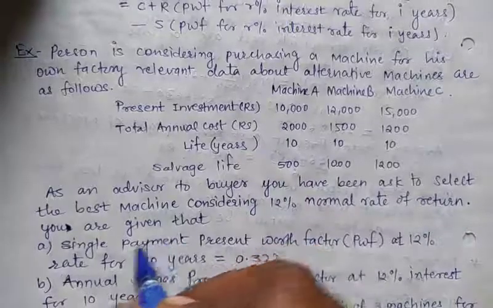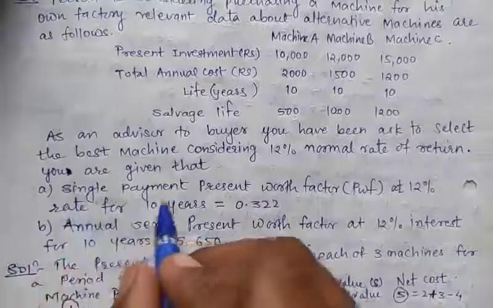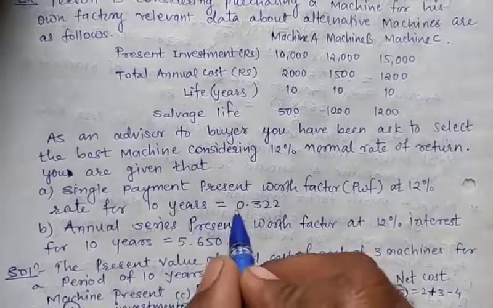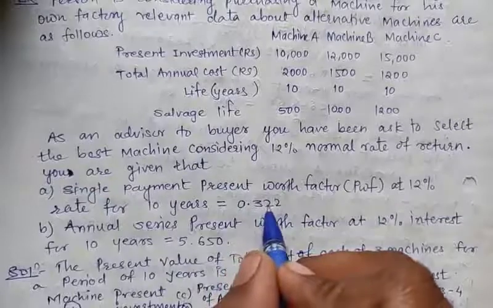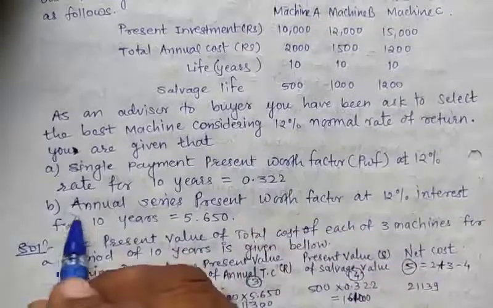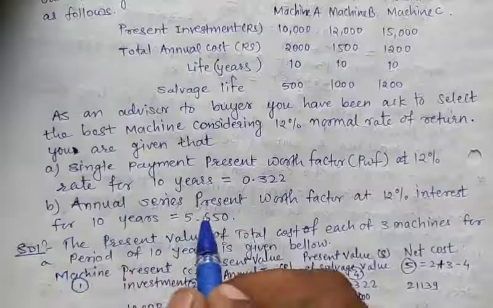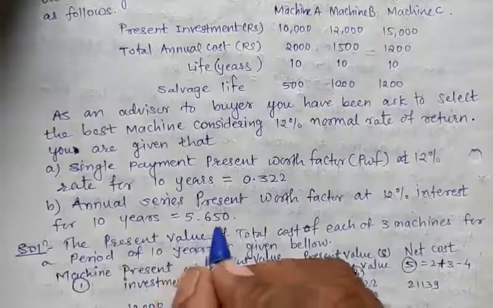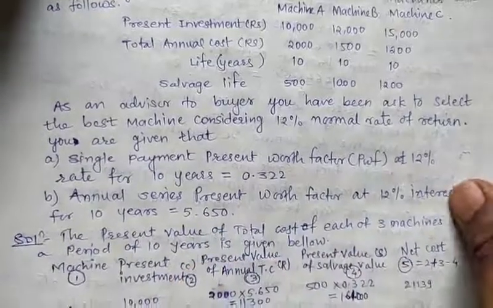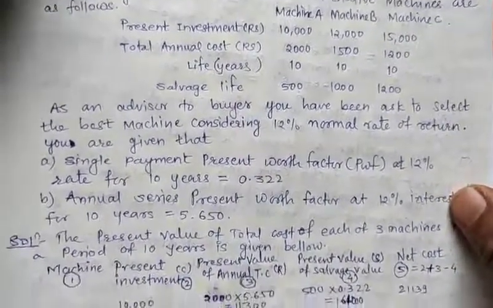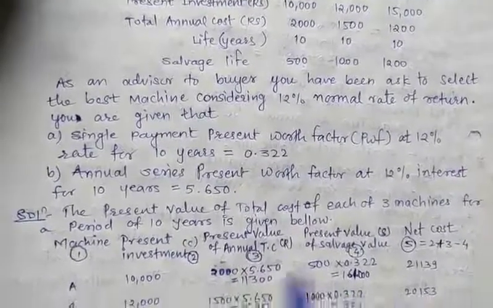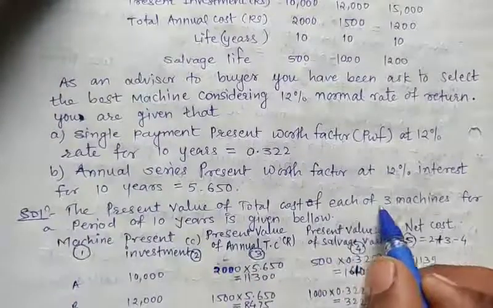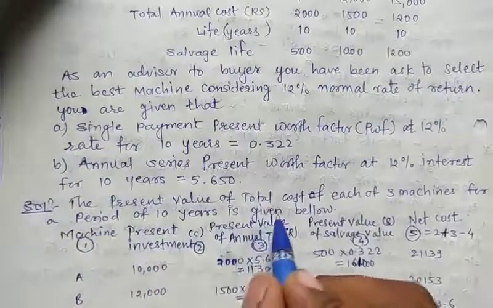You are given that, first, the single payment present worth factor at 12% rate for 10 years, the value is given as 0.322. Second, we have given the annual series present worth factor at 12% interest for 10 years, which is 5.650. Now we will calculate the present value of total cost of each of the 3 machines for a period of 10 years as given below.